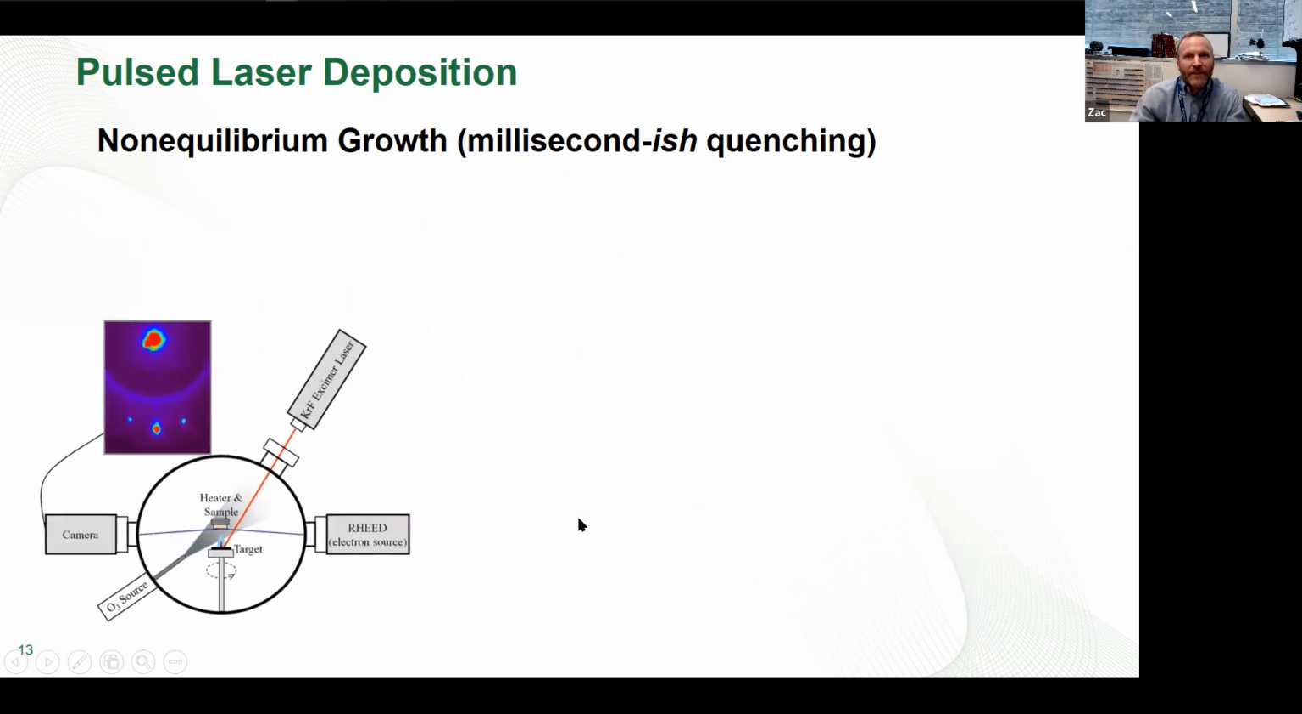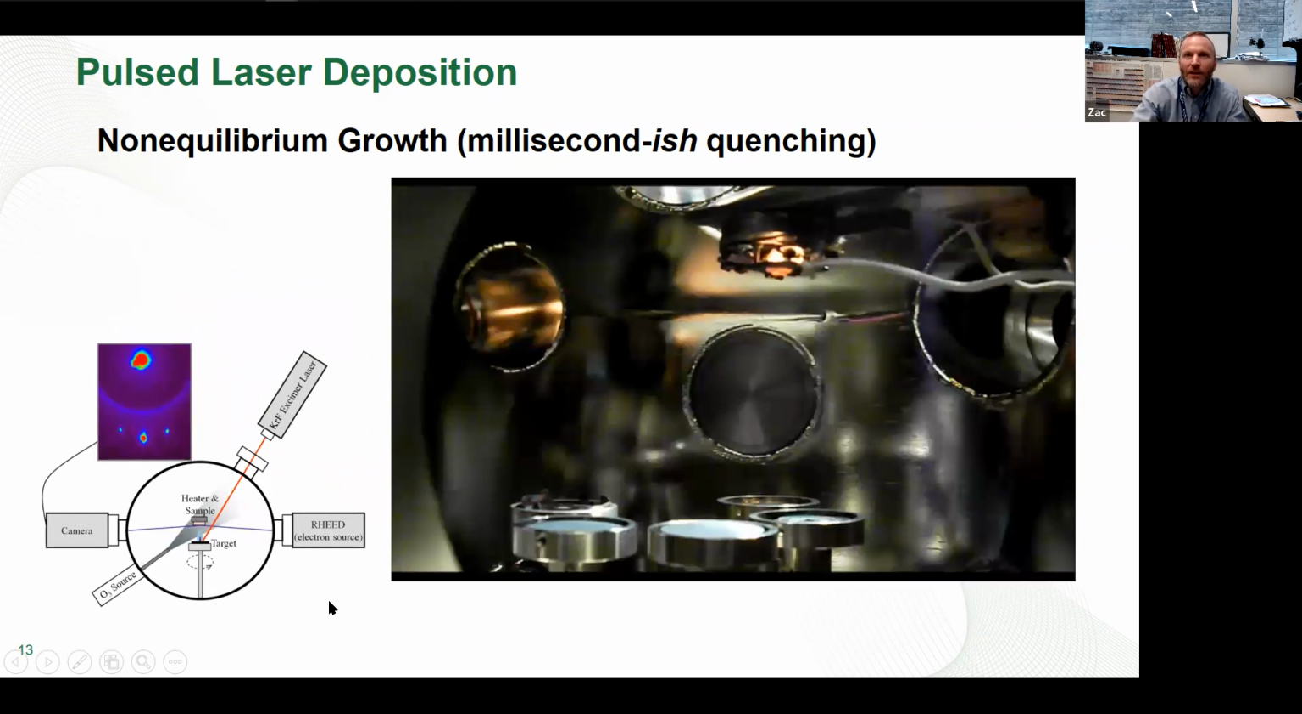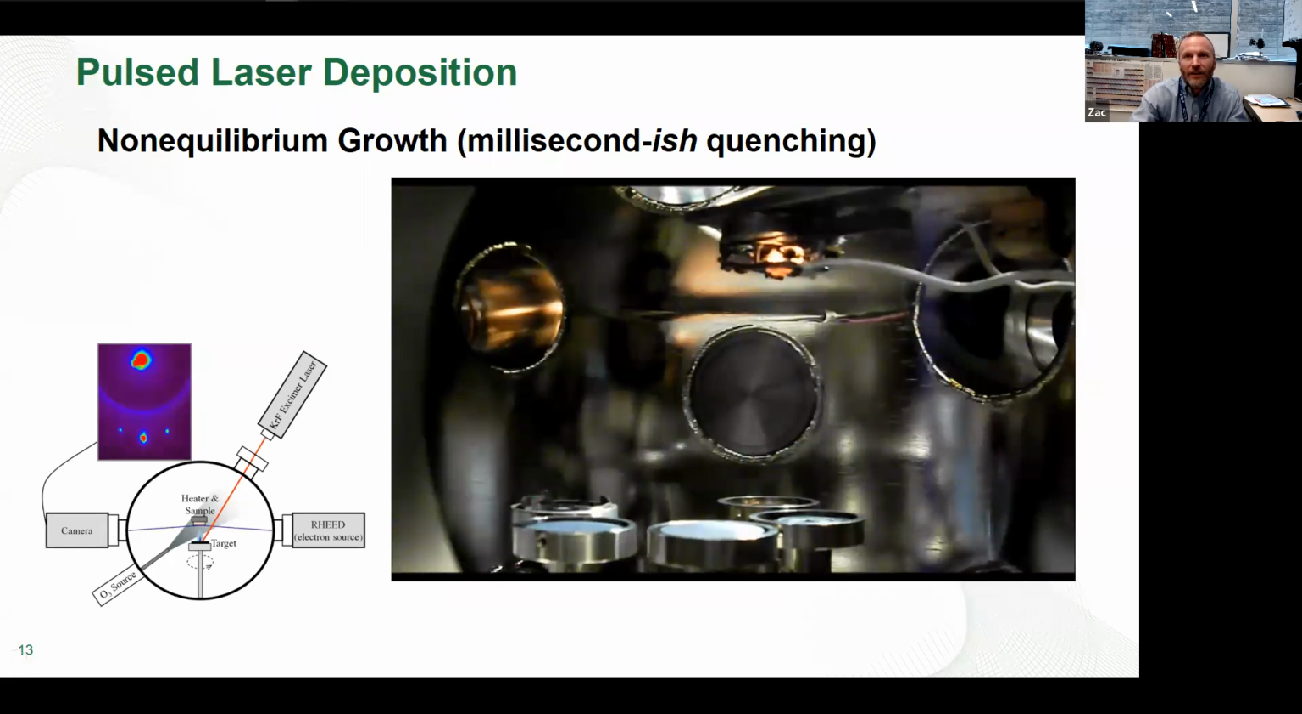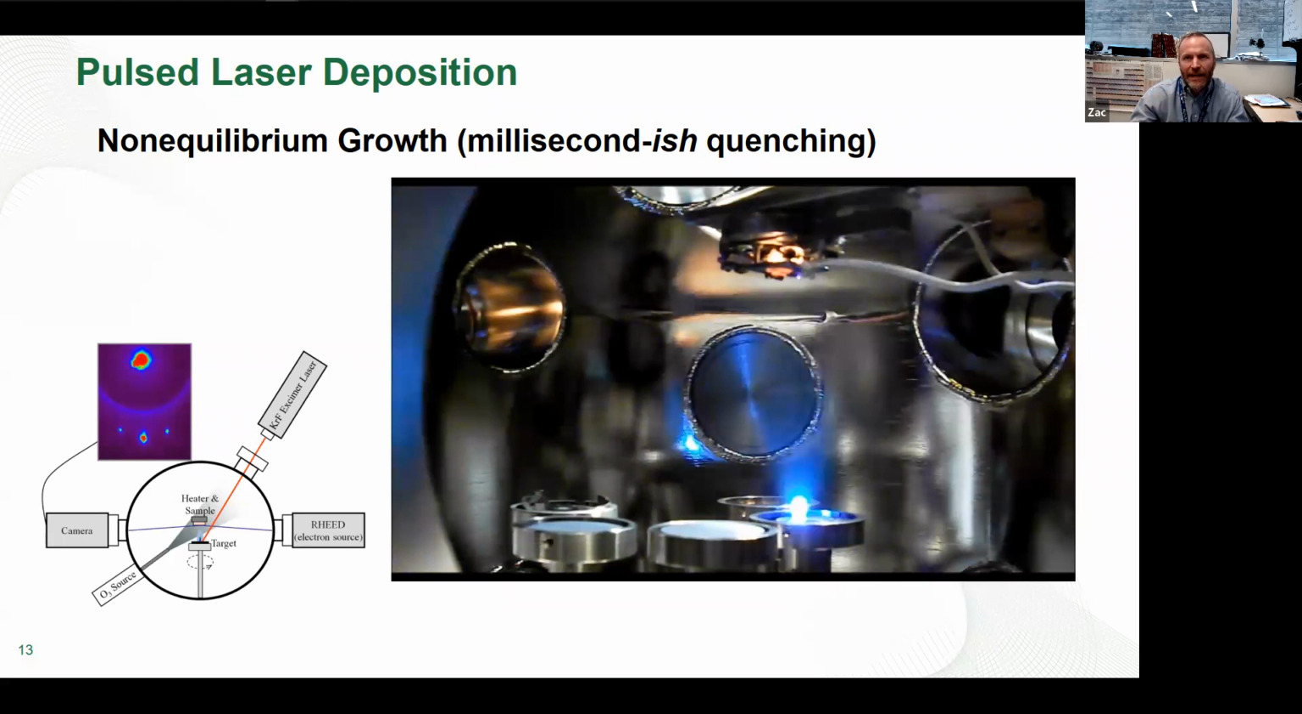So I'm going to show a quick video in case you all haven't seen. This is looking inside. It's about 5 centimeters from here to our sample. Our electron beam is coming in here, bouncing off to this screen over here. The laser is going to come in, blast our target, and then that material is going to move up. The pulse width is about 20 nanoseconds, 50 nanoseconds, somewhere in that range. And then it only takes a few milliseconds for that plume to go from here to our substrate.